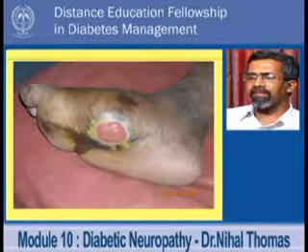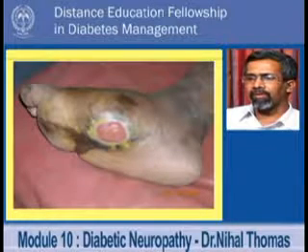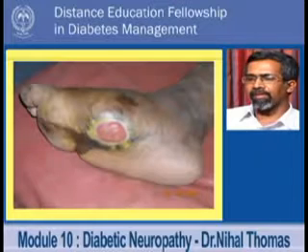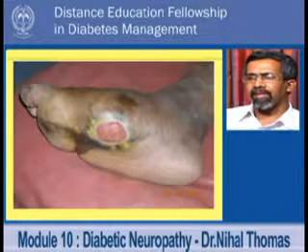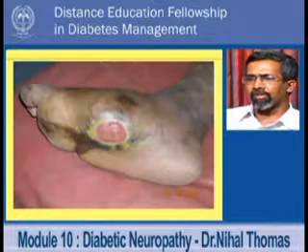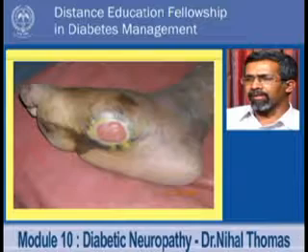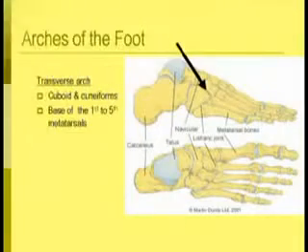When one does an X-ray of the foot, there may be a combination of a number of heterotopic changes, and the bones may be fragmented. This is an example of a Charcot's arthropathy, which has involved the arch of the foot.